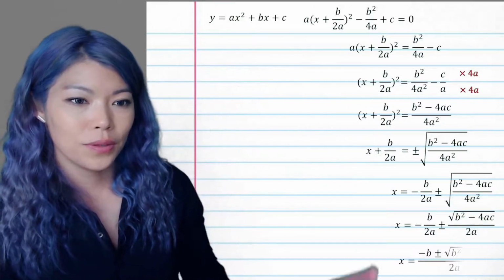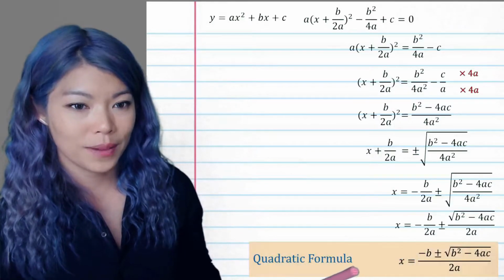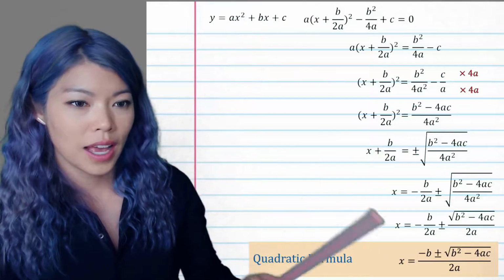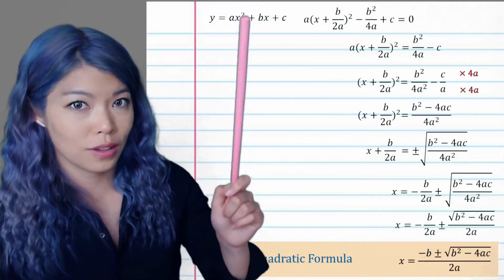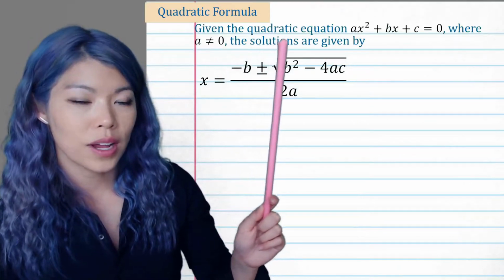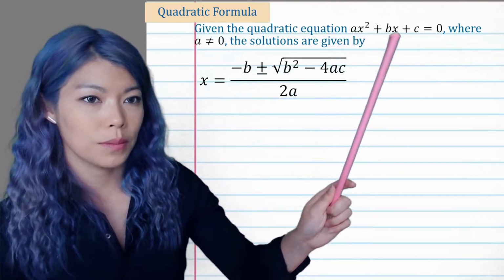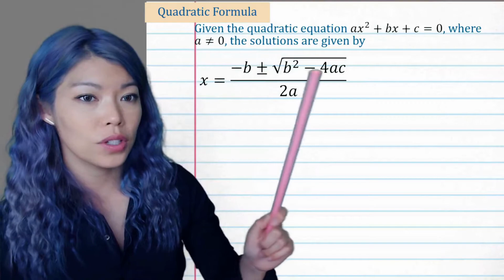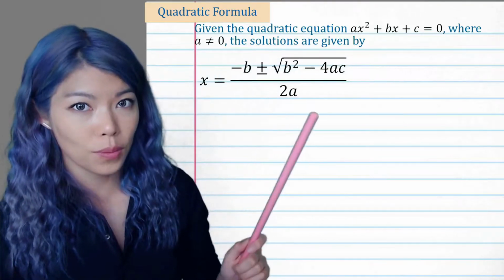In the last video, we had a look at the quadratic formula. The quadratic formula was derived from the quadratic equation, and it gave us the solutions to that equation. Given the quadratic equation ax squared plus bx plus c equals 0, where a is not equal to 0, the solutions are given by the quadratic formula.